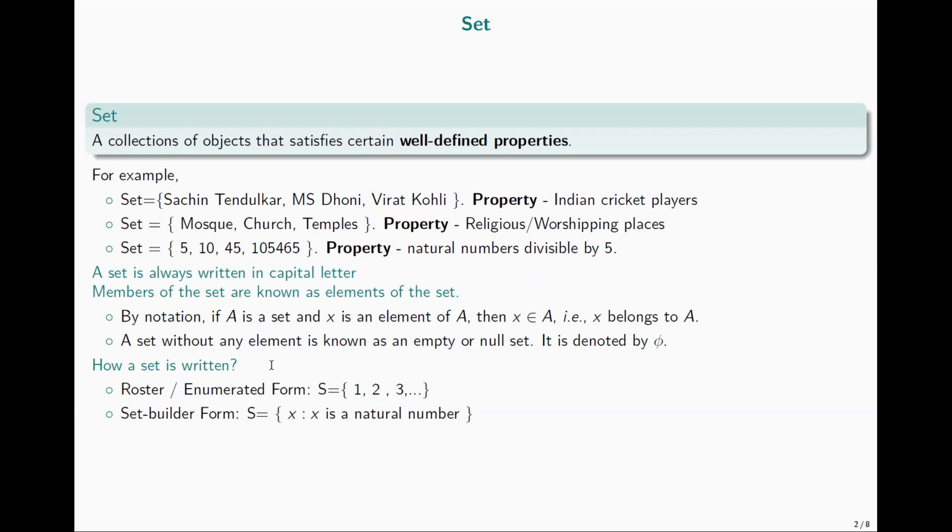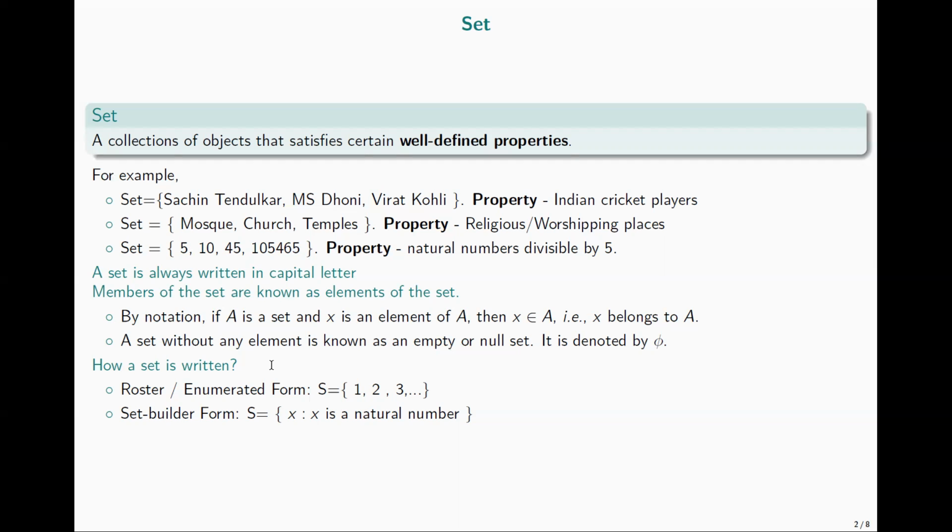A set without any element is known as an empty or null set, and it is denoted symbolically as phi. Let me give you a very simple example. If I ask you for a set whose property is a man having a height of 2000 centimeters, can you name a person with that height? No, you cannot. So this set does not have any element, and we call it an empty set or a null set.